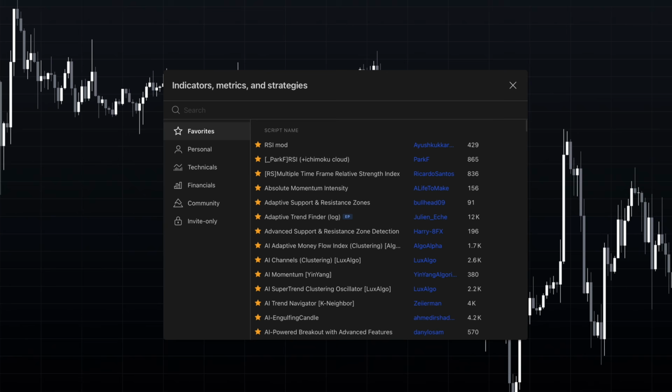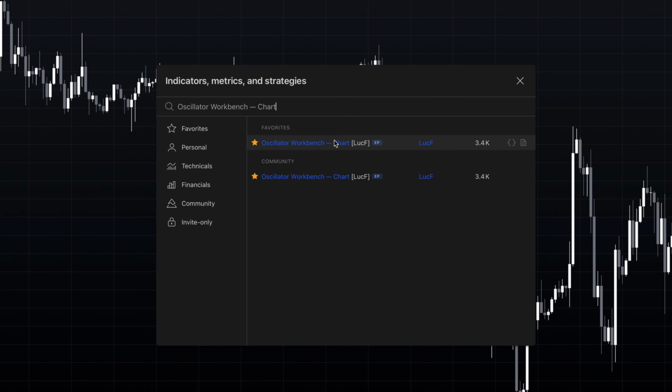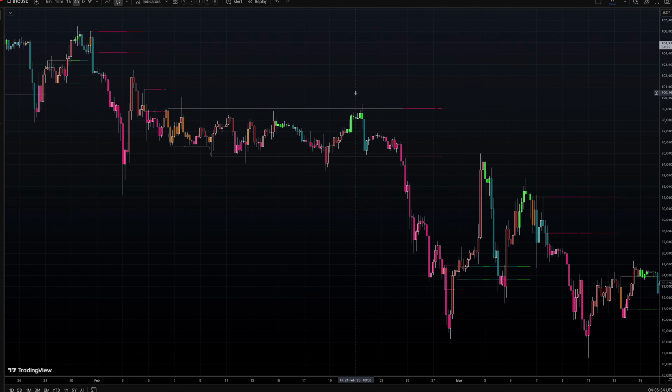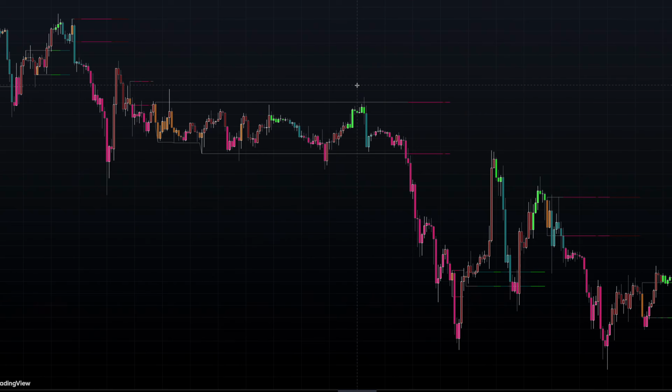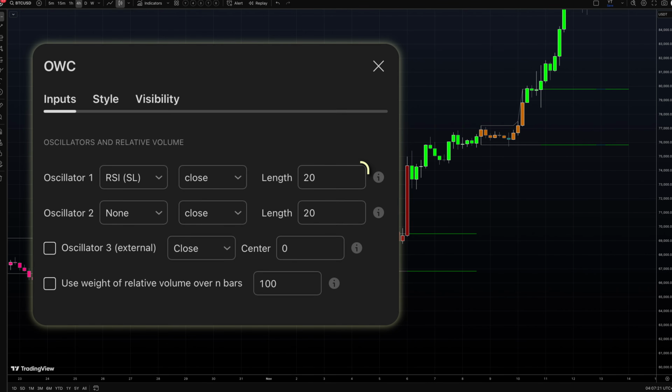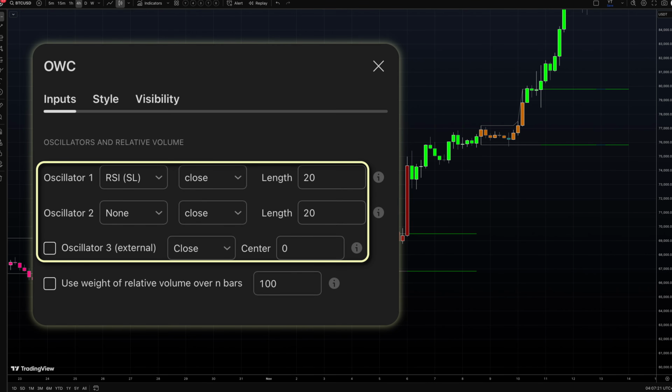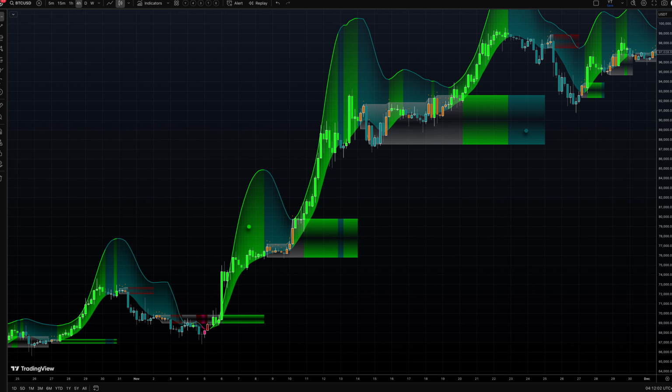Oscillator Workbench chart. Created by LucF, this comprehensive Pine script indicator transforms multiple oscillators into a unified weighted analysis system for market direction assessment. The workbench combines up to 3 oscillators, 2 built-in selections plus 1 external input, into an aggregate weight that influences price-based moving averages, creating oscillator and divergence channels for market state identification.